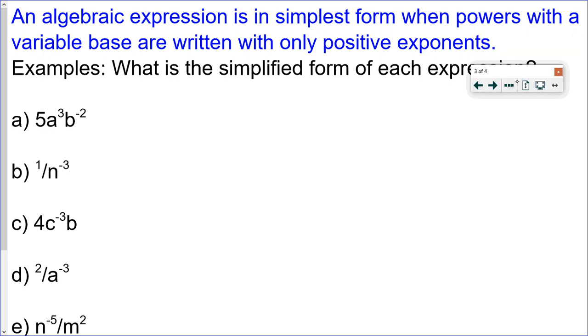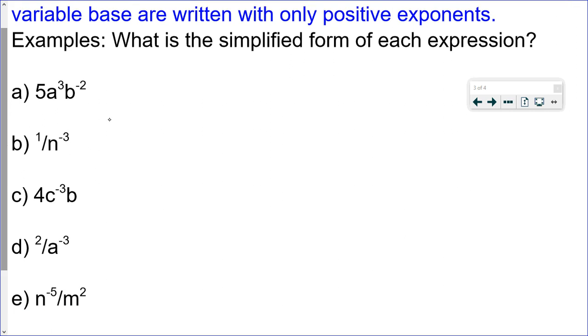So an algebraic expression, like I said earlier, is in simplest form when powers with a variable base are written with only positive exponents. So we don't like to leave expressions with negative exponents. So we're going to simplify each of these expressions, and basically that just means we want to take any negative exponents and make them positive.